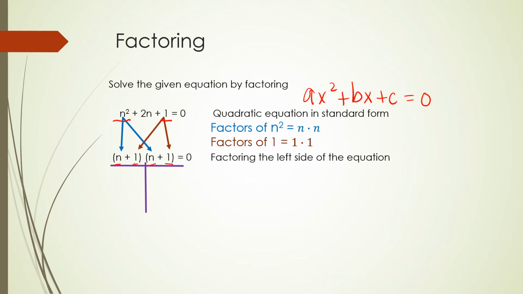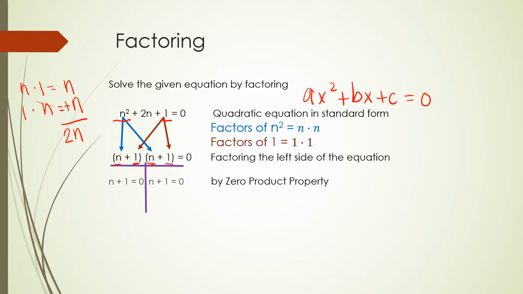Okay? How to get the middle term? Middle term, you have to multiply the outside and inside. Okay? Outside, n times 1. So, you have n times 1 is equal to n. And then, you have 1 times n. 1 times n is also equal to n. And then, you're going to add. What is n plus n? So, that is 2n. Yun yung middle term.